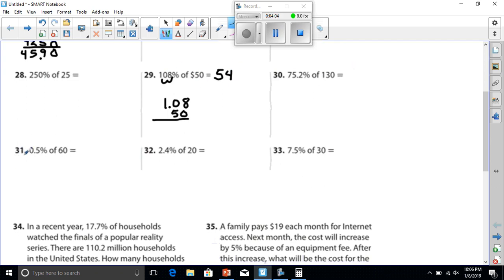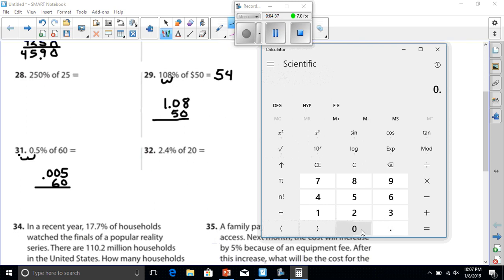All right, let's go ahead and try number 31 now. 0.5% of 60. Well, this is a little trickier because we got a 0.5%. We still have to move our decimal back 2 spaces. This time we're going to have to fill that empty spot. So we're going to have 0.005. We're going to be multiplying that to 60. Well, 0.005 times 60 gives us 0.3.